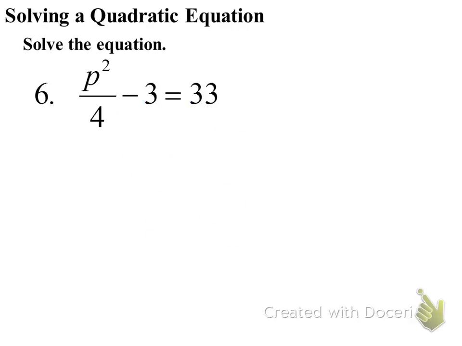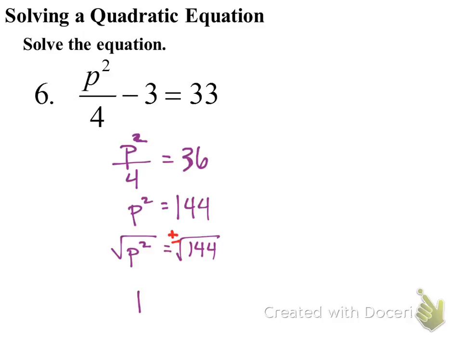So p squared over 4 minus 3 equals 33. Very first step is to get rid of that minus 3. So you add 3 on both sides. Answers are now plus or minus 12.